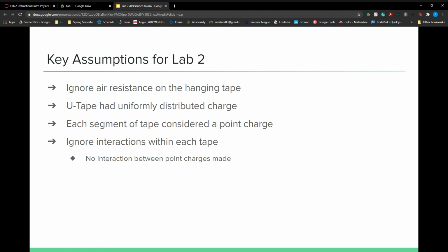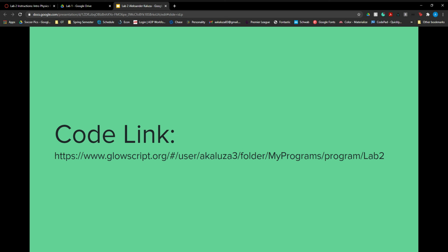So no interactions between a point charge in the top tape with another charge in the top tape. Here's a link for the code for whoever's watching this. Feel free to pause. The code link should be in the description as well.